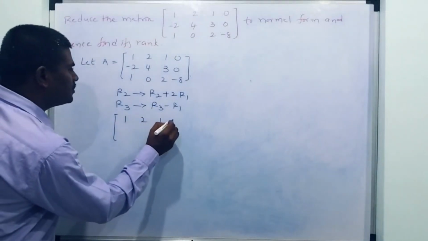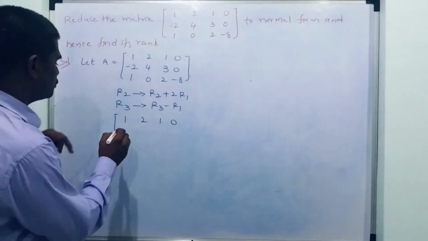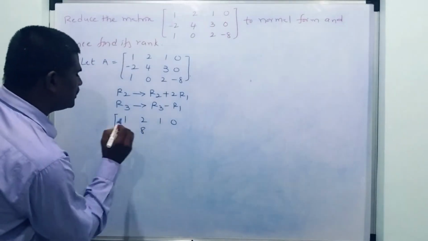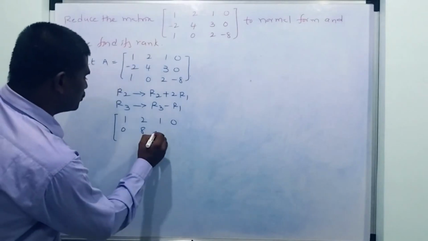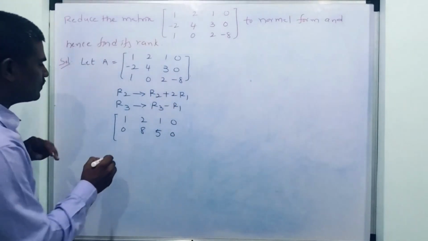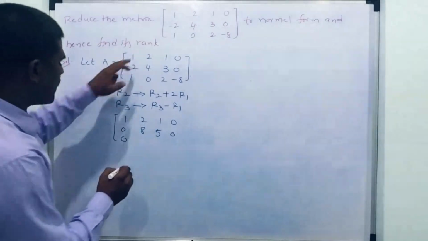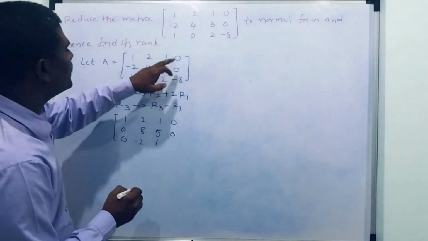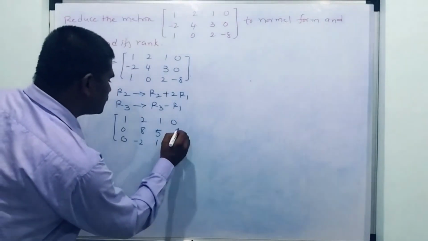1, 2, 1, 0. Minus 2 plus 2, 0. 4 plus 4, 8. 3 plus 2, 5. 0 plus 0, 0. 1 minus 1, 0. 0 minus 2, minus 2. 2 minus 1, 1. Minus 8 minus 0, minus 8.